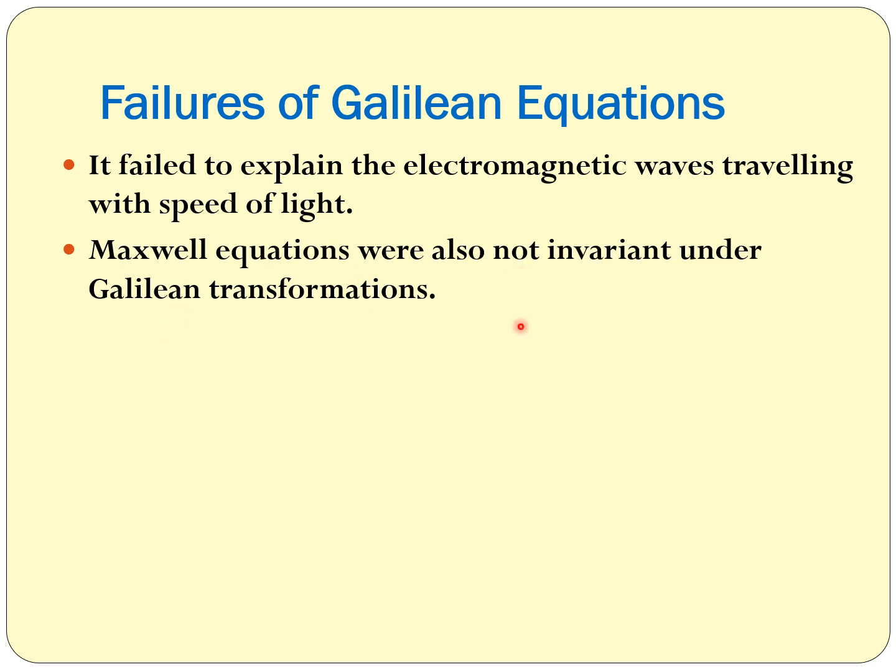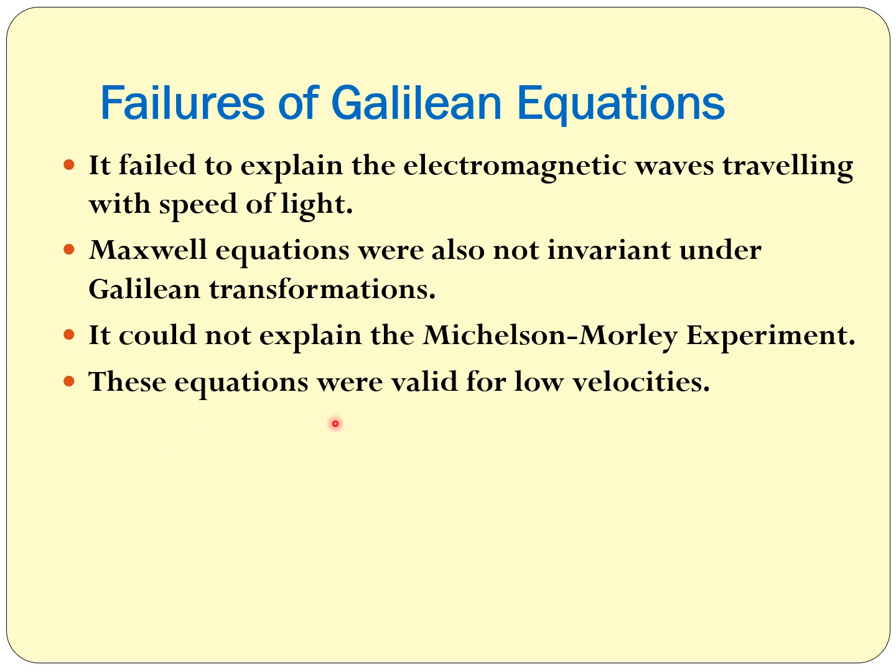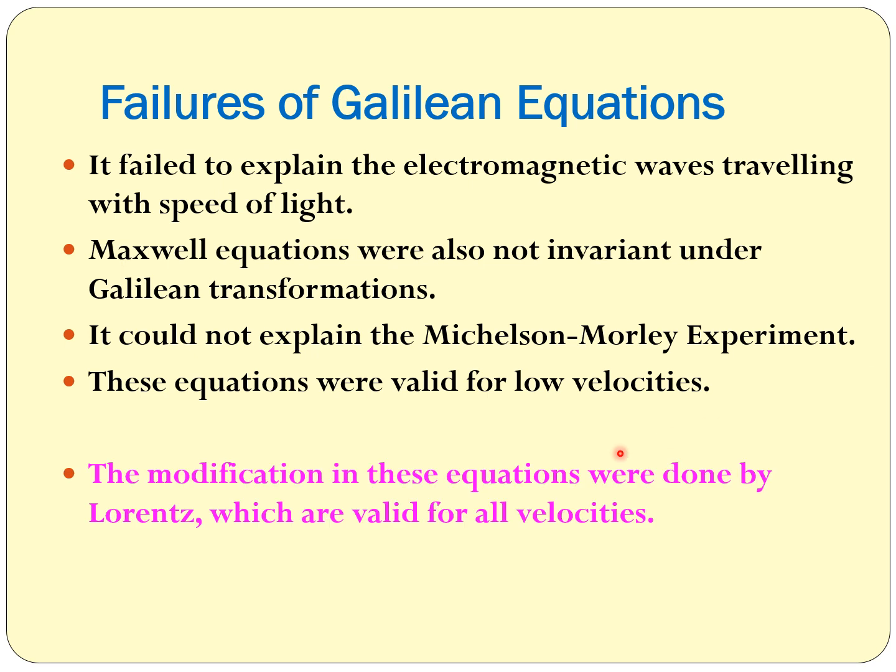And Maxwell equations were also not invariant under the Galilean transformation equations. And it also could not explain the Michelson-Morley experiment, which we will discuss in the next lecture. These equations are valid for low velocities, but they fail for objects moving with a speed equivalent to the speed of light or very high speeds. The modification of these equations was done by Lorentz after Einstein's postulates, and these Lorentz equations are valid for all kinds of velocities. So we will see these in future lectures.